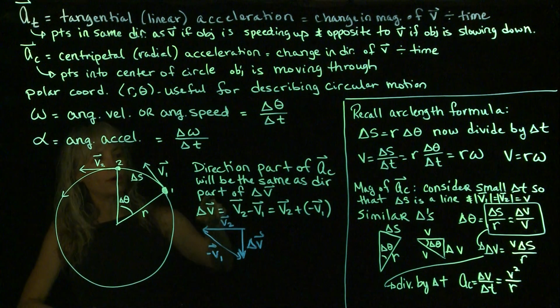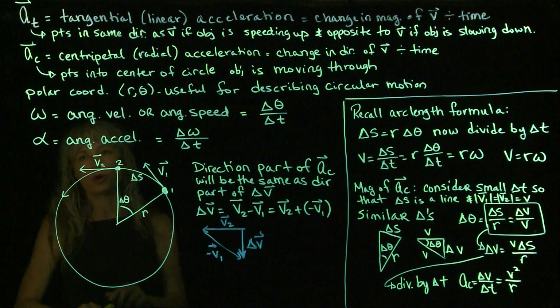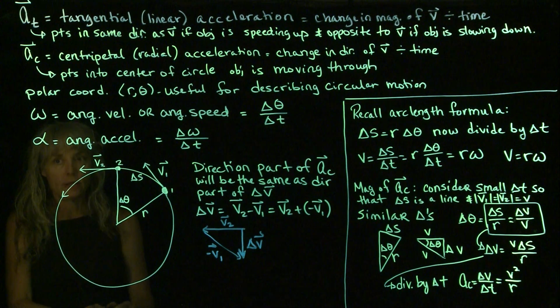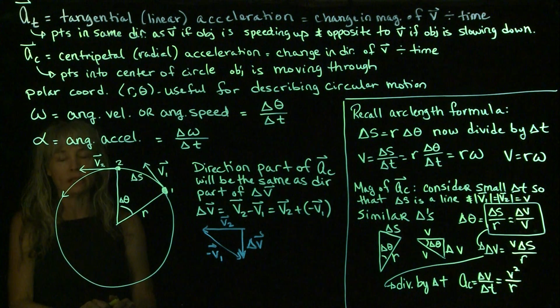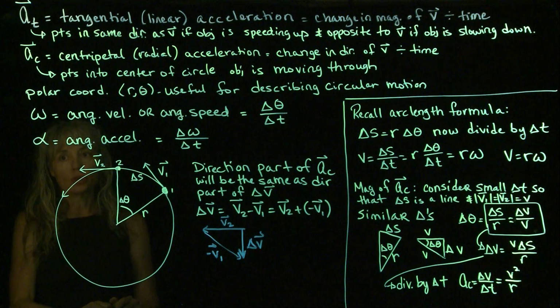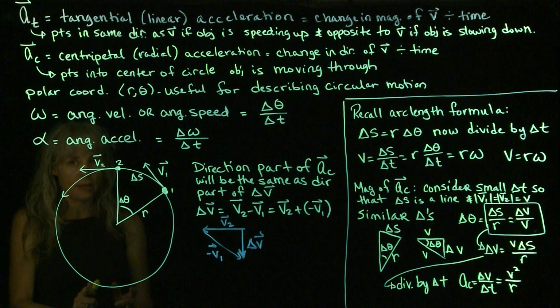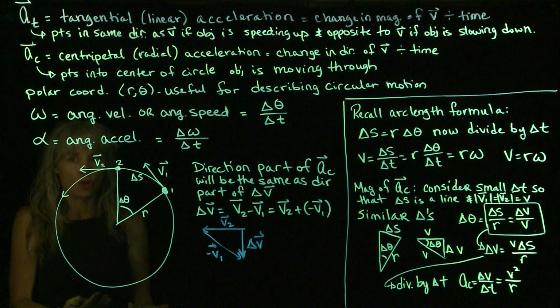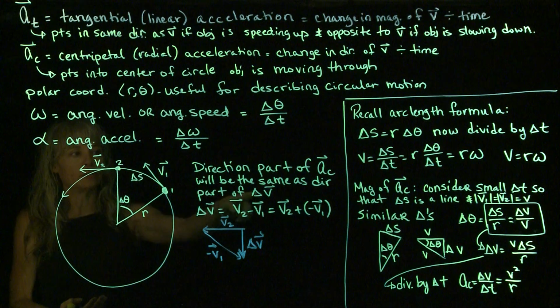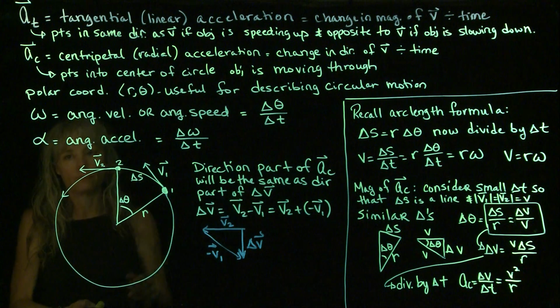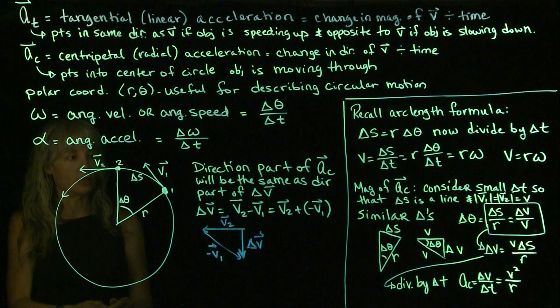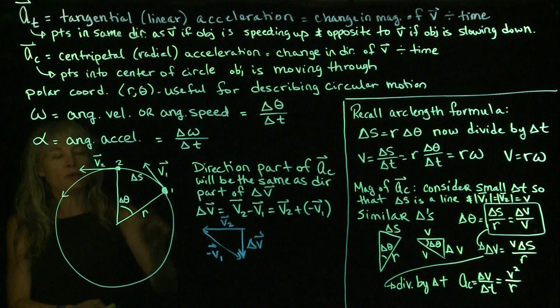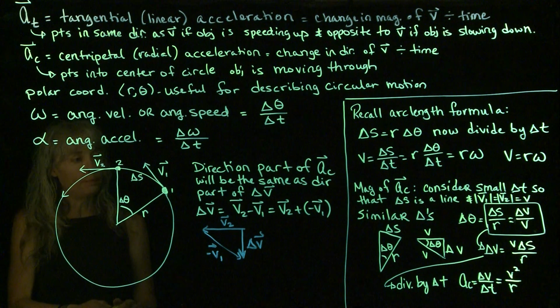Well, the direction part is going to be the same as the direction part of delta v. Because remember, acceleration is delta v over delta t. So whatever the direction part of delta v is, because delta t has no sign associated with it and no direction associated with it, then the sign for delta v will be the same as the sign for the centripetal acceleration. So I want to find what is the sign for delta v then.